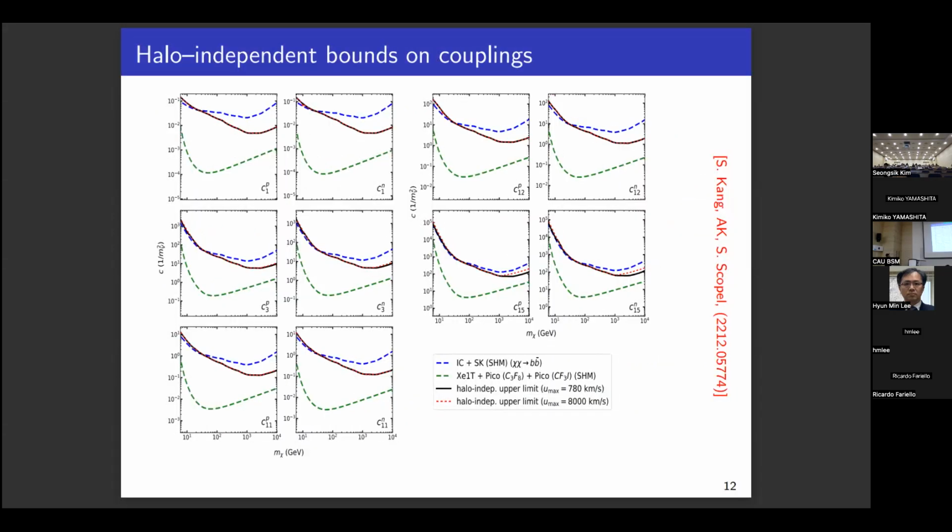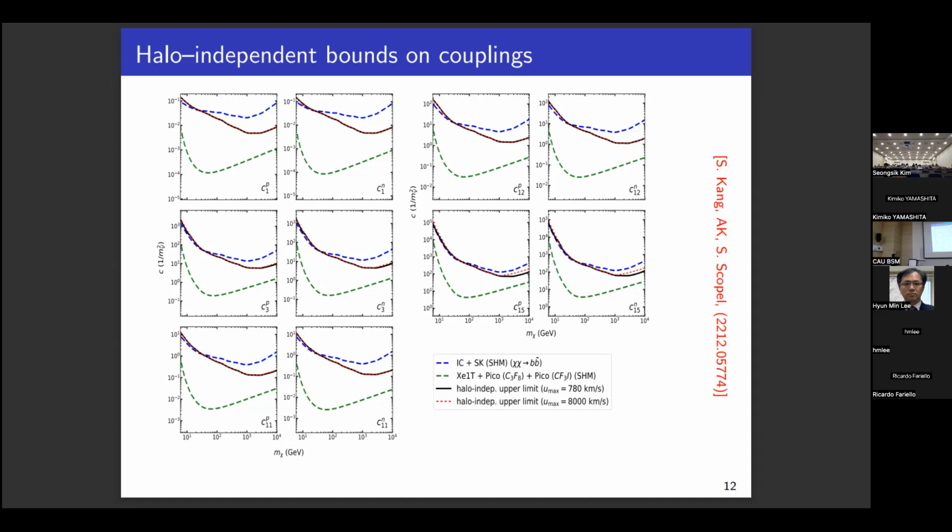We estimate the halo-independent bound for WIMP-proton and WIMP-neutron coupling separately. These bounds are shown as a function of WIMP mass for different non-relativistic operators. Results for some of the operators are shown here. This black line, in each case, is the halo-independent upper limit.